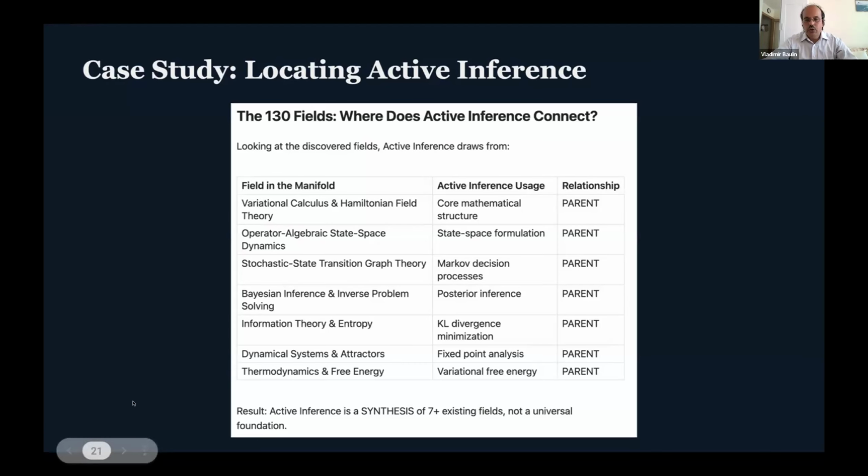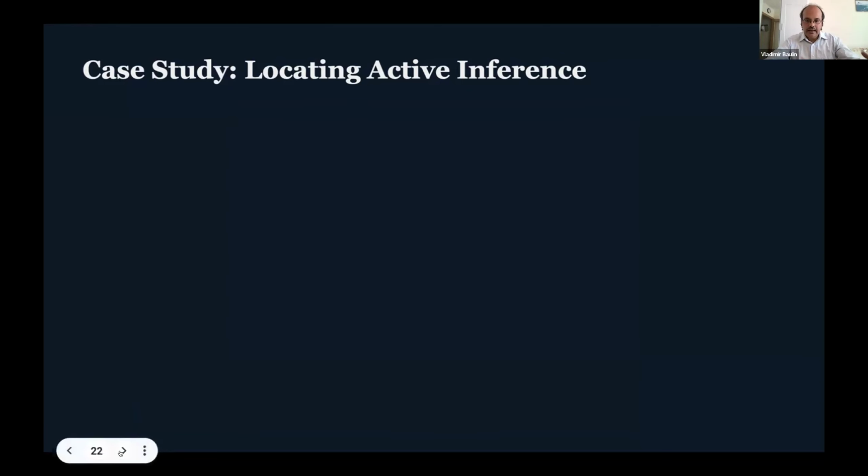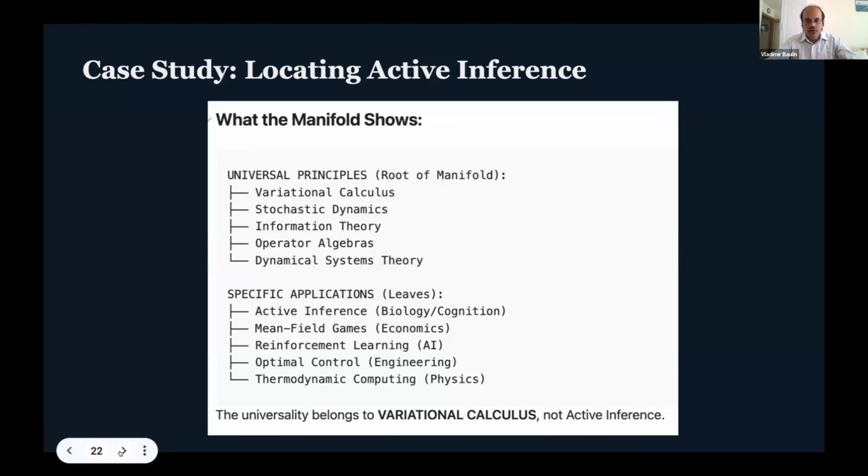So all those fields contribute to active inference. We can see that it has a mixture of these, and that there is a universal principle, like a root or manifold, which is variational calculus. Then there are these fields: dynamic system theory, operator algebras, information theory, stochastic dynamics, and specific applications, maybe as leaves, such as thermodynamic computing, optimal control, reinforcement learning, mean field games. This is in economics and active inference.